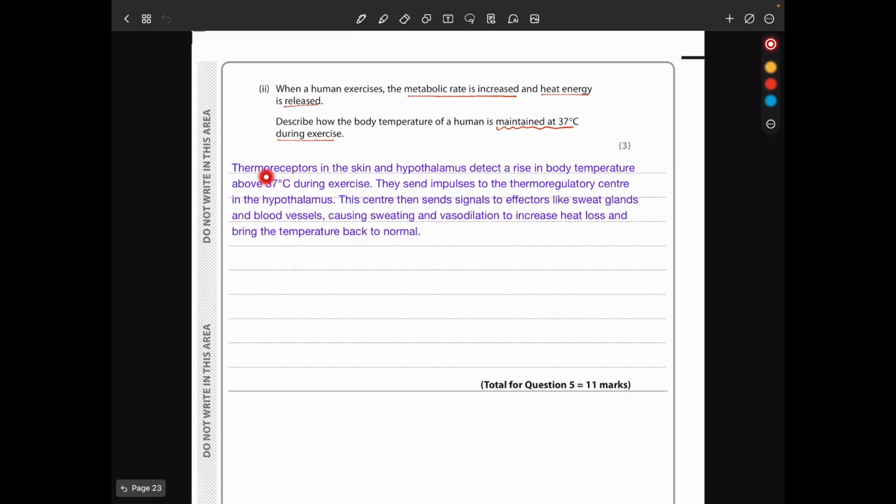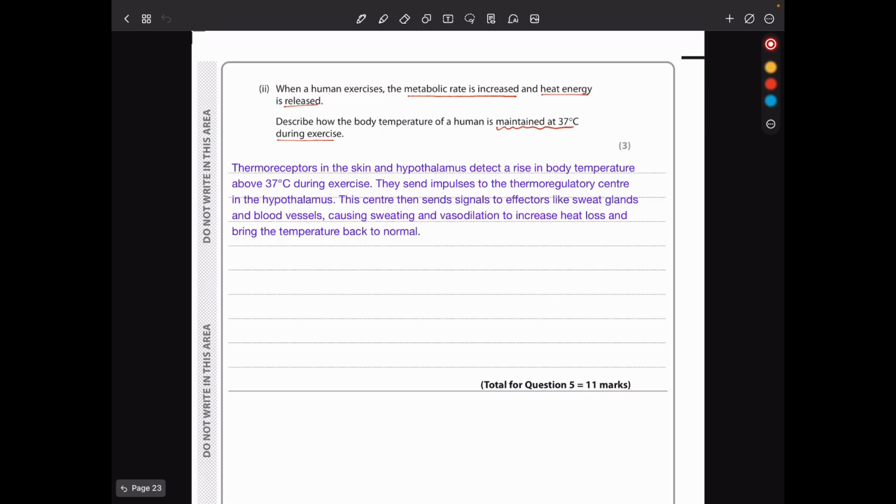So I said thermoreceptors in the skin and hypothalamus detect a rise in body temperature, meaning above the optimum during exercise. They send impulses to the thermoregulatory center in the hypothalamus. The center then sends signals to effectors like the skin, where we see the sweat glands and blood vessels, causing sweating and vasodilation to increase heat loss and bring the temperature back to normal.